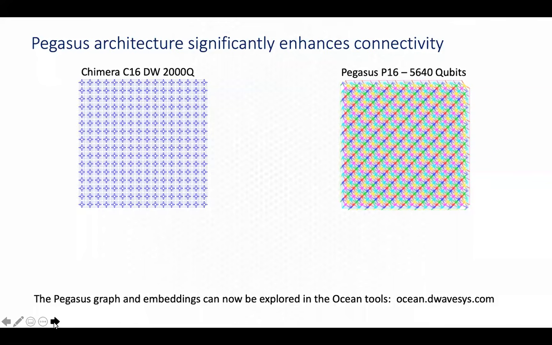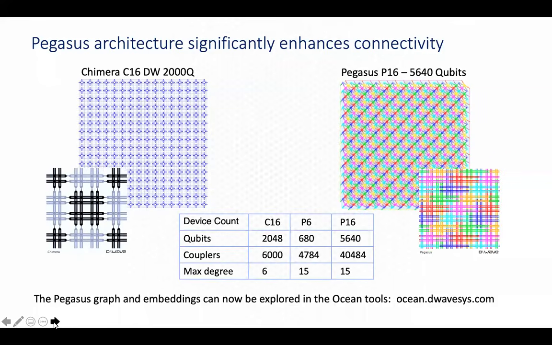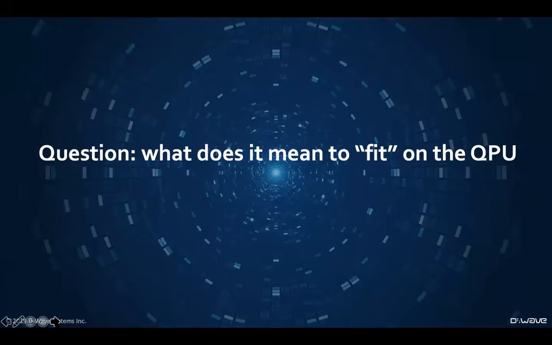We expect that later this year. Adding a little detail, the couplers are obviously a factor of 6 or 7 there. One thing that does increase a lot is the degree. Notice on the bottom row that in the Chimera it's 6, corresponding to up, down, left, right, and then ones in neighboring cells. In Pegasus, it goes up to 15. So we expect more problems will fit, and that's a lead into the next topic. What does it mean for a problem to fit?